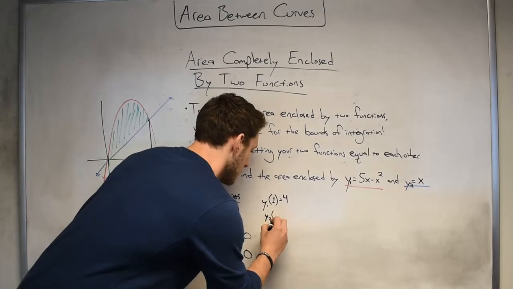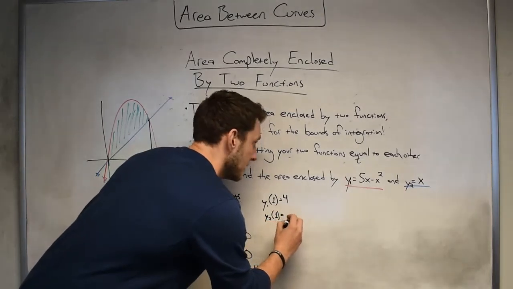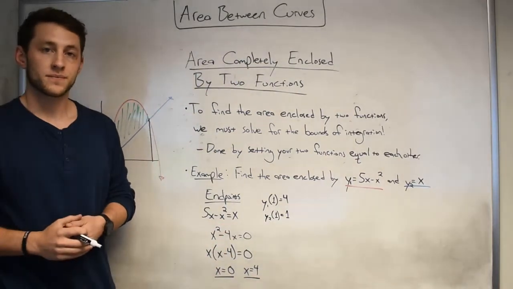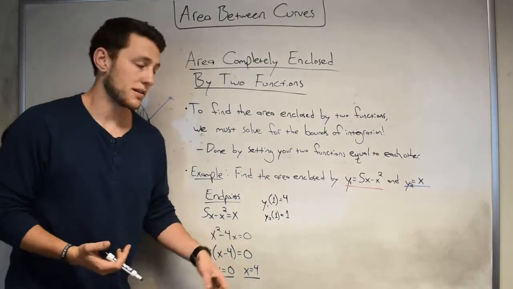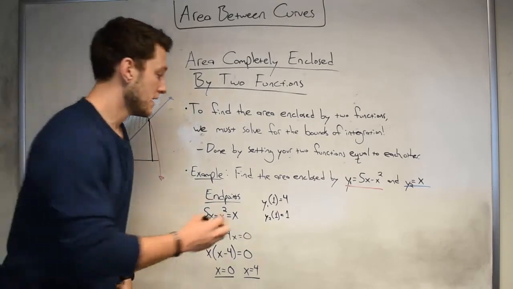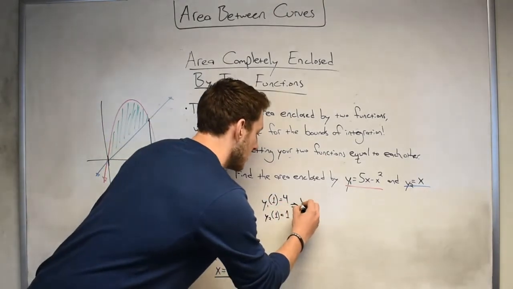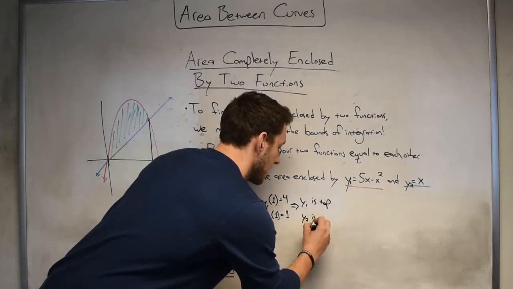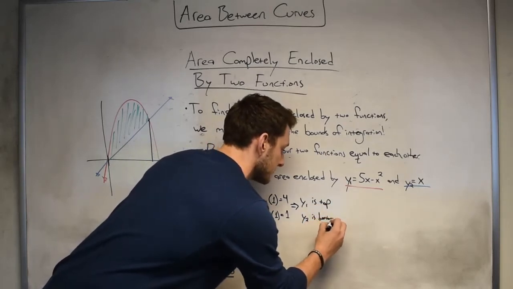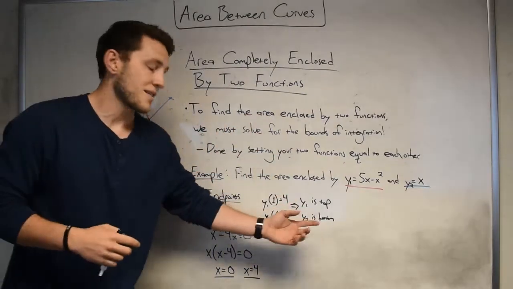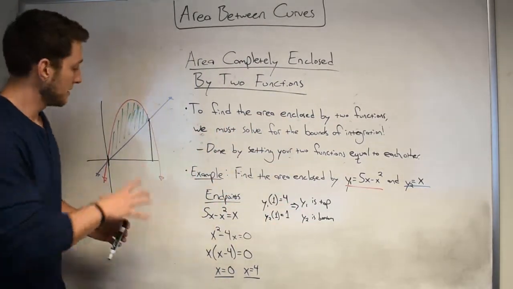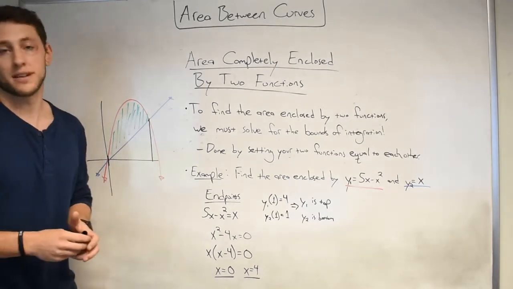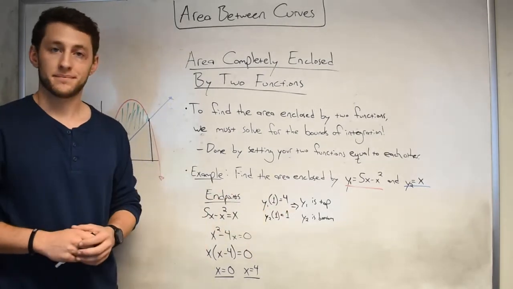Y sub 2 with 1 plugged in just gives me 1 back. From here we can make a judgment call and say, hey, 4 is bigger than 1, so therefore y1 is top and y2 is bottom. The reason we're discussing this is if you do not have a graphing calculator and can't get your hands on these pictures, we need some way to gather which function's on top, and this is your best bet.